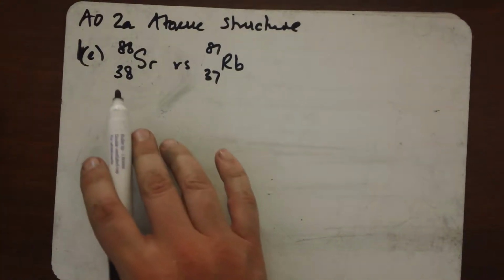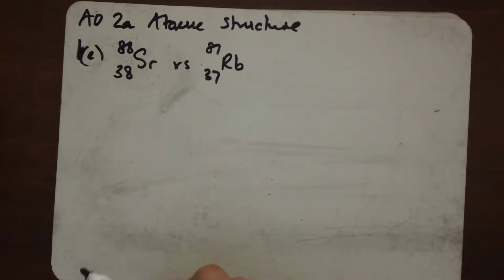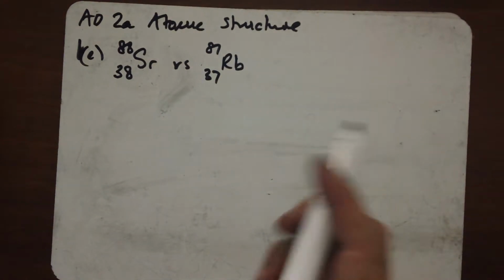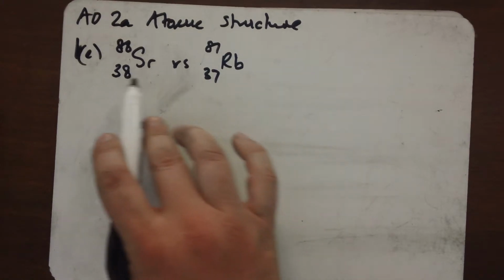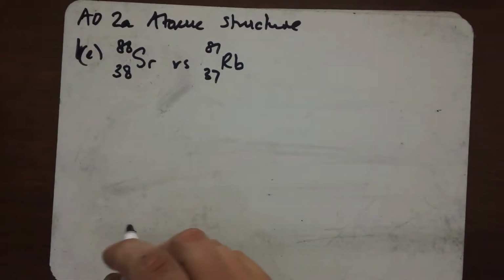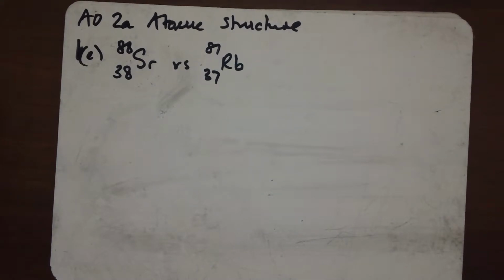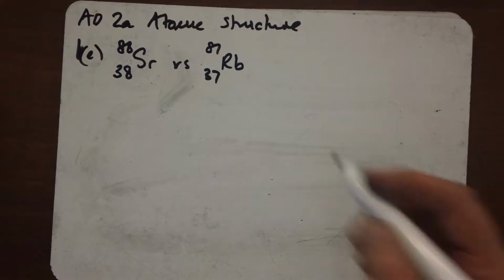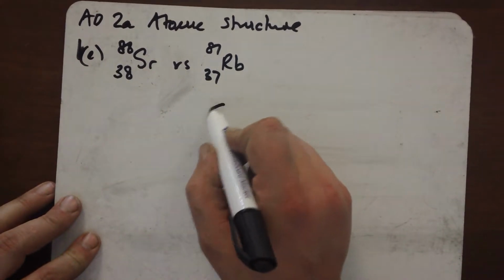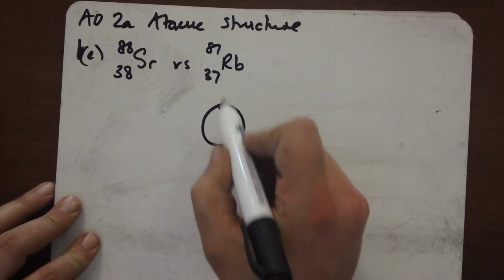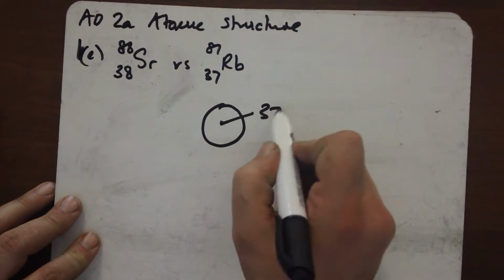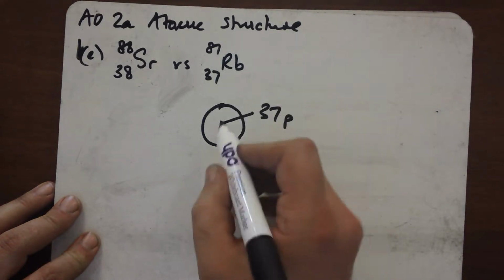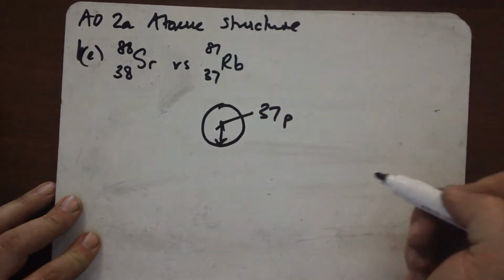So what's happening is that as you move from the left hand side of the periodic table to the right, you are adding a proton each time. Now the effect of that is that you've got more positive charge in the nucleus, and therefore the electrons are pulled in towards that nucleus because they're attracted more. So rubidium, with its 37 positive charges in here of protons, would have a certain distance.